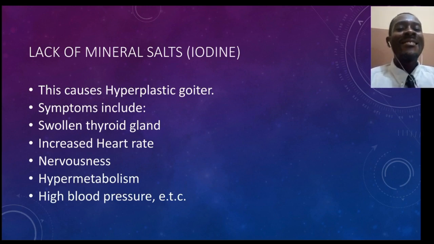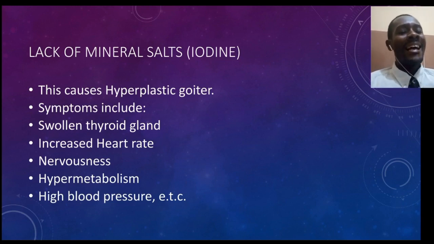Then the next one, increased heart rate. The person will have a heartbeat that is abnormal in its beatings. Now you have nervousness. The person will be unnecessarily nervous, even when there are no situations to make the person nervous. Then there will be hypermetabolism.